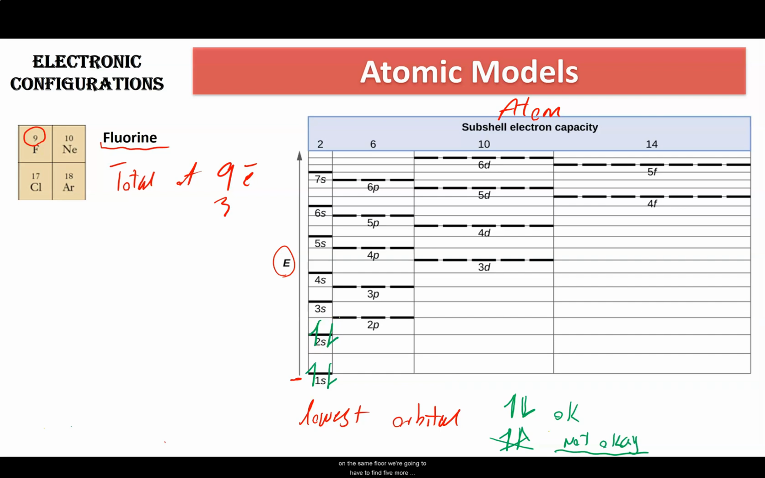Then on the same floor, we're going to have to find 5 more spots for the remaining 5 electrons in the 2p orbitals. That is on the second floor, but this time instead of the s room, they're going to be called the p room, and they're very marginally higher in amount of energy as opposed to 2s. So the way we're going to fill up the 2p orbital is we're going to place 1 electron in each room first. So 1, 2, and 3.